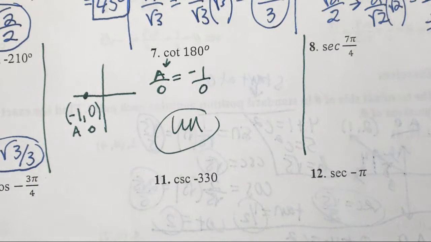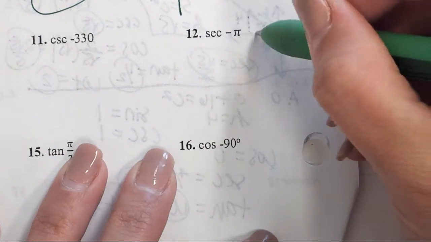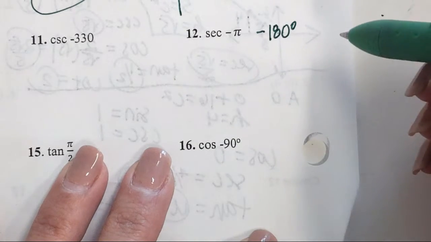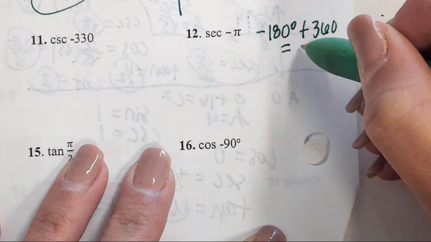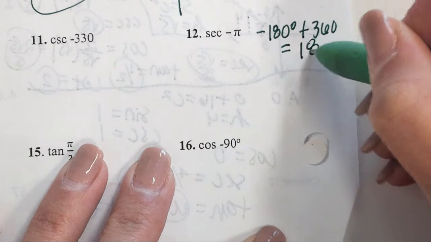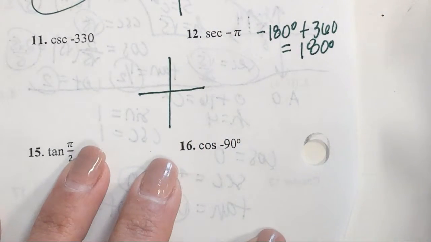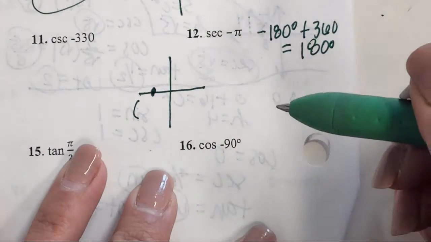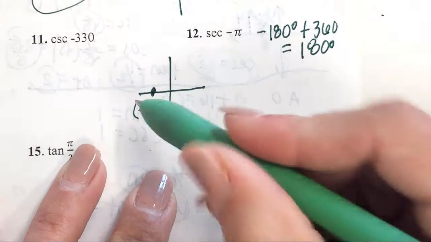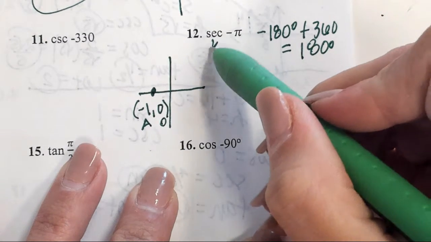Alright, let's look at number 12. Secant of negative pi. What is negative pi? That's a negative angle, so what do we need to do first? Good, that's going to give us, what is it? Very good. Alright, so let's draw our coordinate plane. 180 is between what 2 quads? Good, so what's that coordinate point again? Good. What is -1? What is 0?